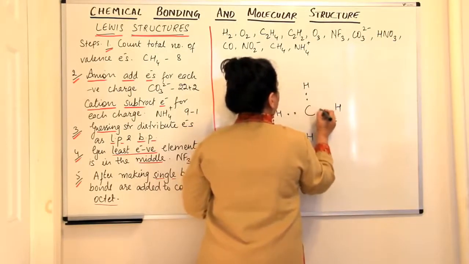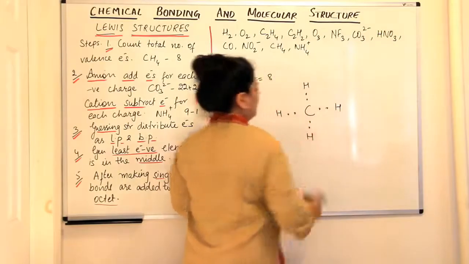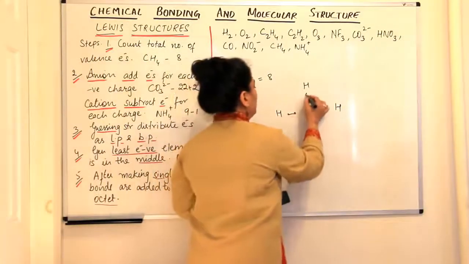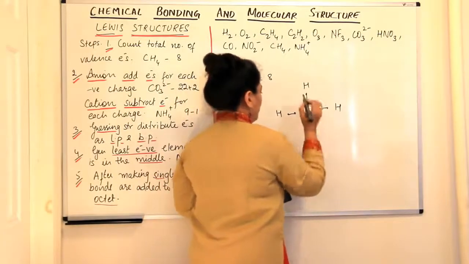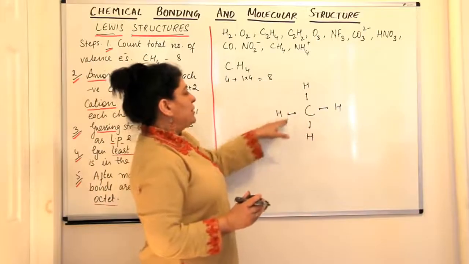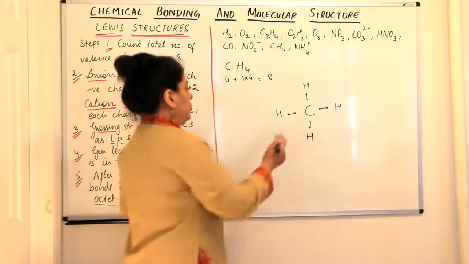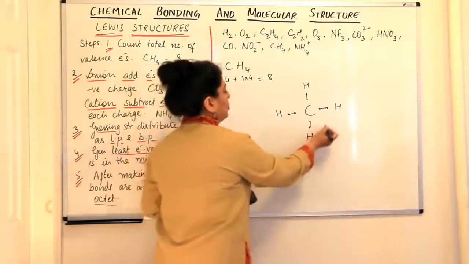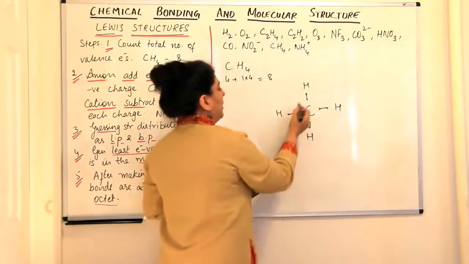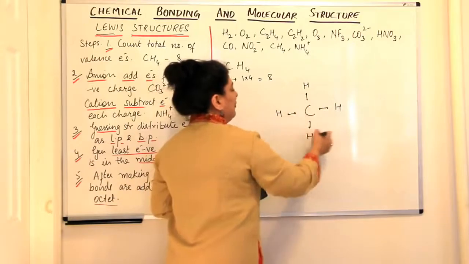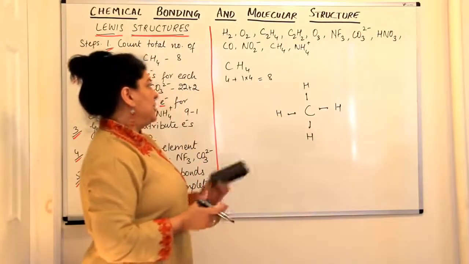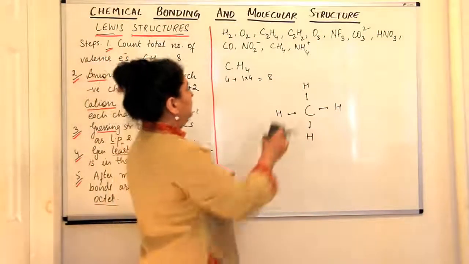1, 2, 3, 4, 5, 6, 7, 8. One pair each to connect to the central atom. One bond here, one bond here, one bond here, one bond here. So the total number of electrons required was 8, and we've already made 8. Each hydrogen completes its duplet by making a single bond with carbon, and carbon had 4 of its own electrons, 4 bonds with the 4 hydrogens, so octet completed. So that's the structure of methane.